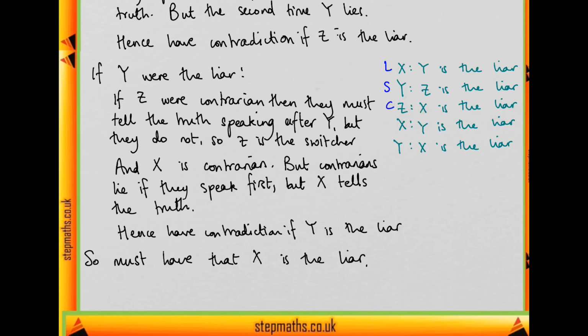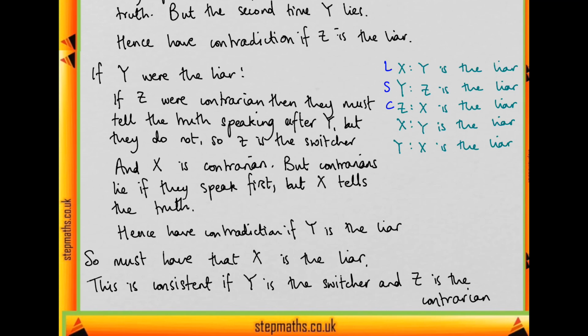And if Z were the contrarian, then they would be speaking after a lie, so they'd need to tell the truth, and they have told the truth, so that's fine. And then what X says is still a lie, and Y can tell a lie or truth. So we see that this is consistent if Y is the switcher and Z is the contrarian, so it does work if X is the liar.